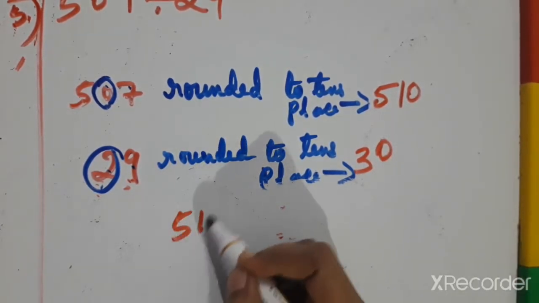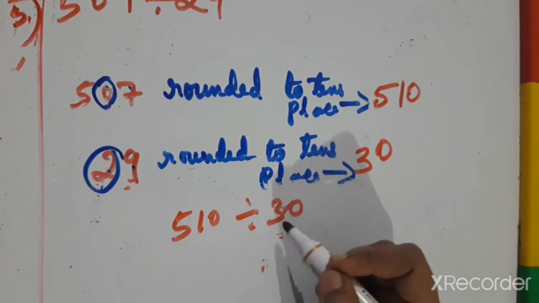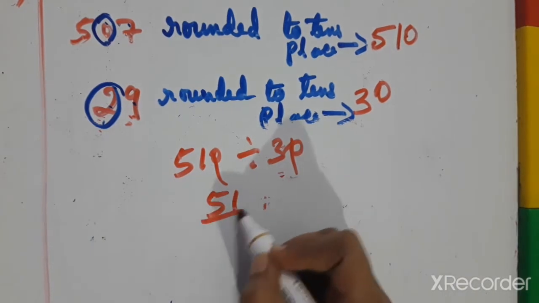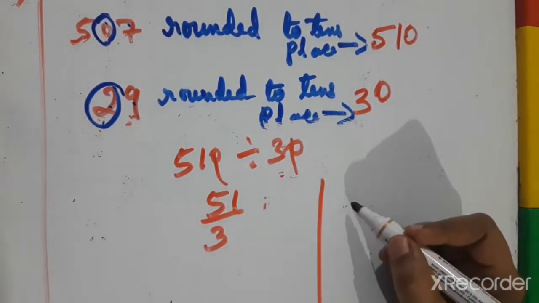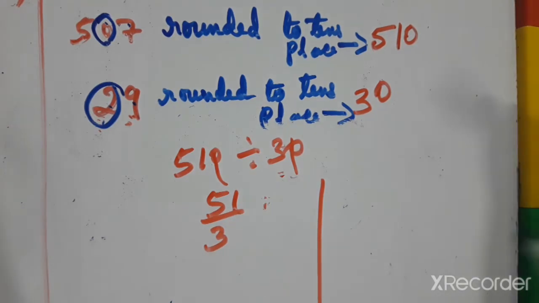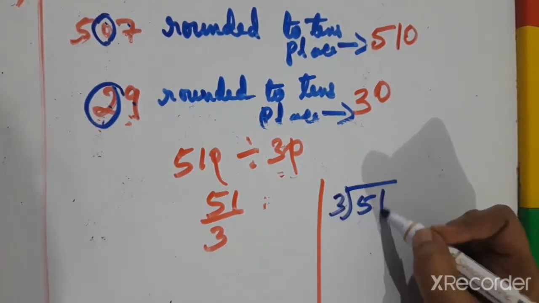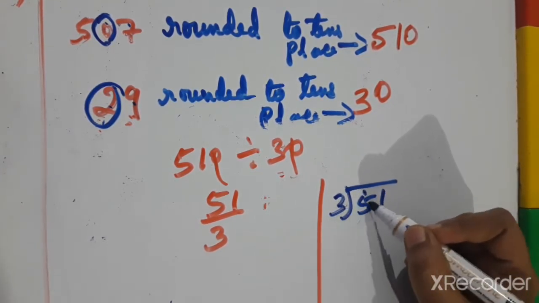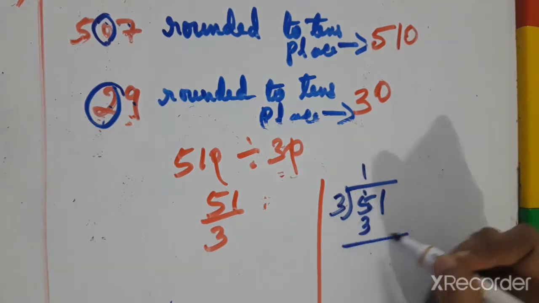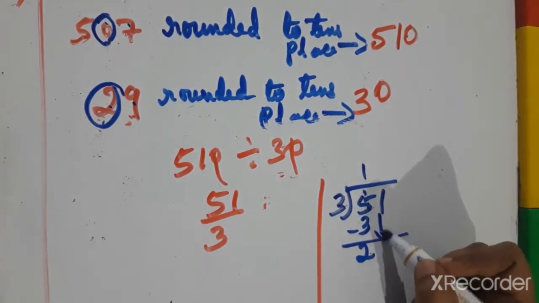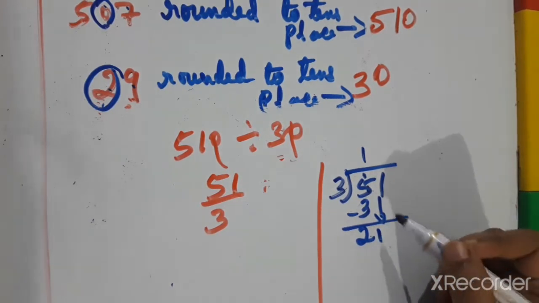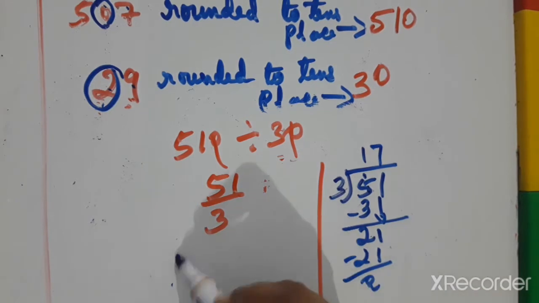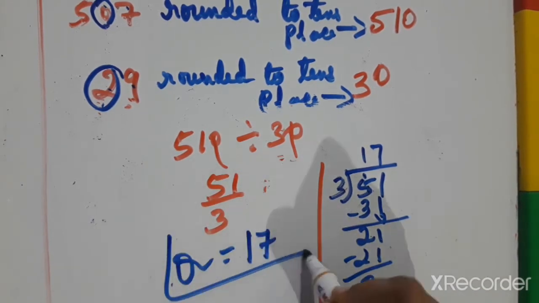Now 510 divided by 30. The 0s cancel, so now 51 by 3. We have to divide it. 3 ones are 3, and subtracting gives 2, then we carry down the 1, so 21. 3 sevens are 21. Now the quotient is 17.